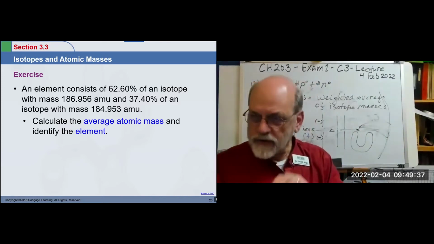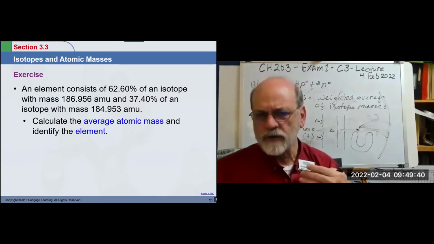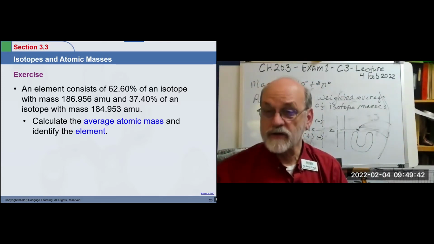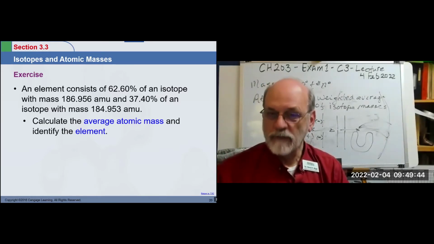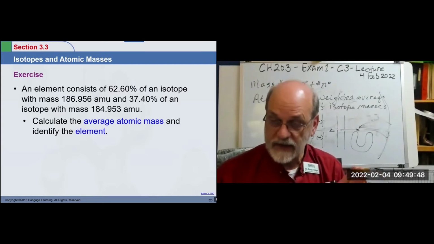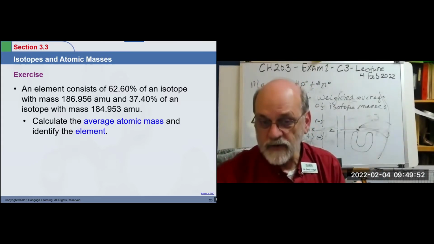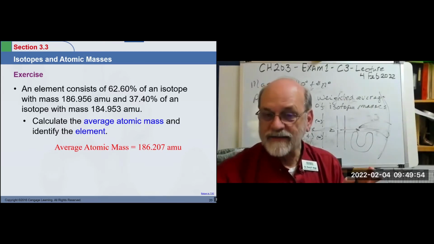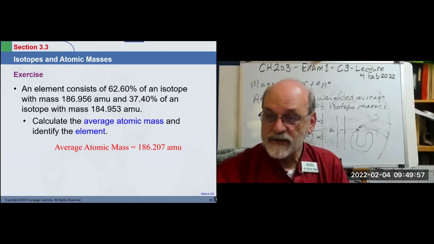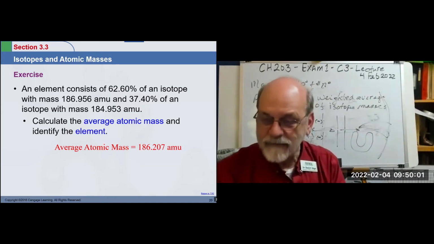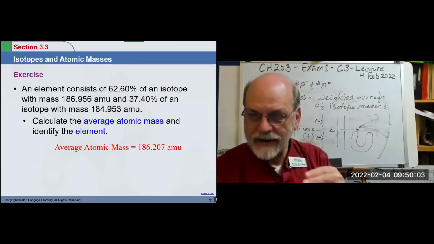So now we just go through that same calculation. We change those percent values to fractionals, so we can multiply them by the atomic masses of the individual isotopes, then add them together for our weighted average. And when we do that, we find that we get a weighted average of 186.207 atomic mass units for that element.